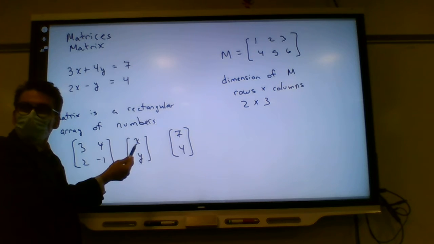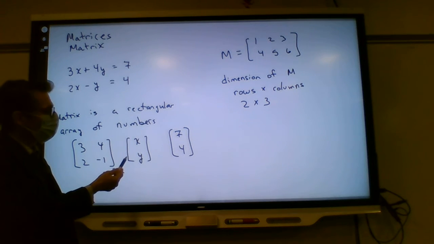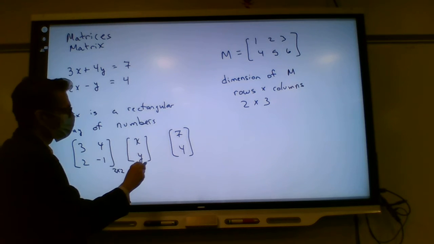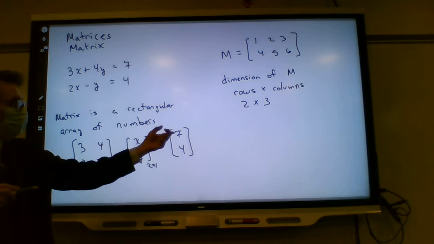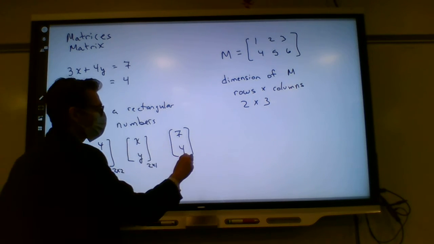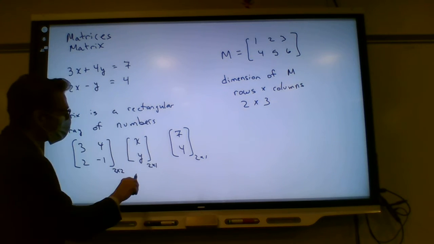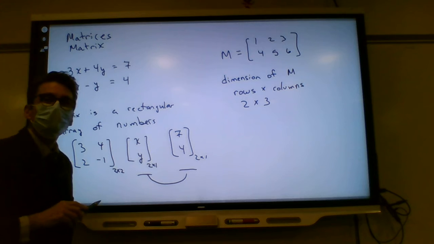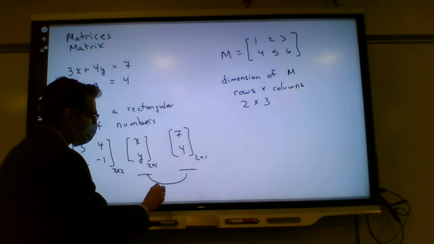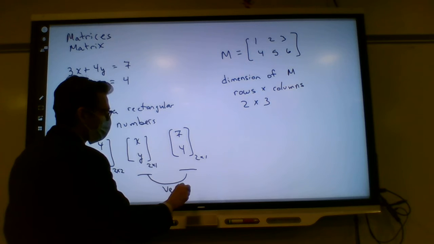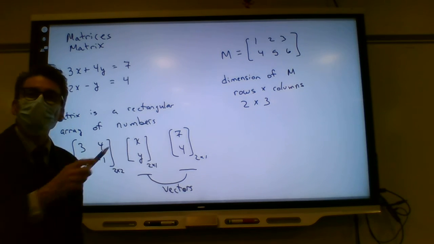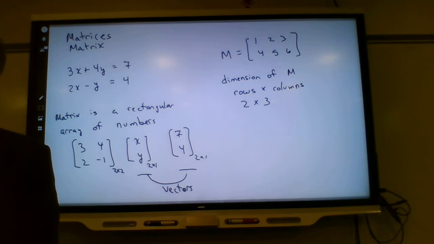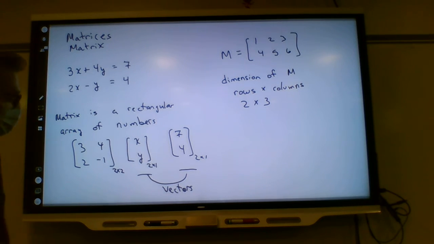This is a matrix as well. What is it? 2 by 1. It's 2 by 1 because 2 rows, 1 column. And that's a matrix, which is 2 by 1. But what are these things also? They're also vectors. I mean, they look like vectors. They're written like vectors. And it turns out that a vector is a special case, a sub case, a specific case of a matrix.